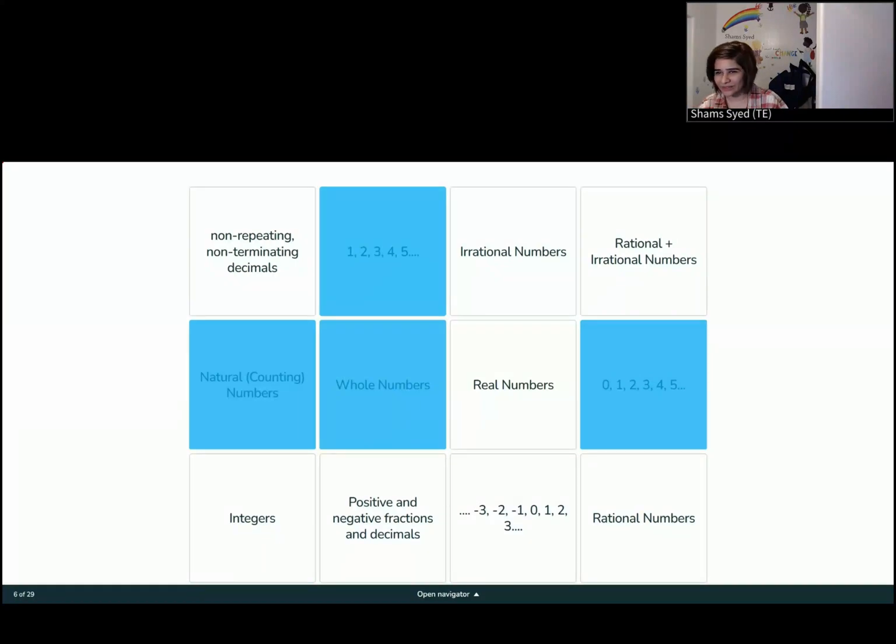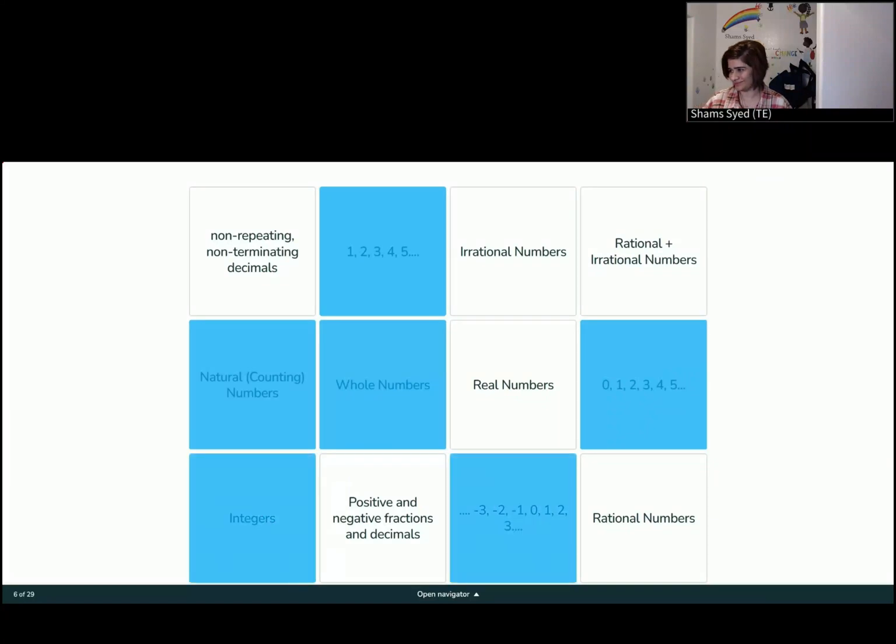Let's look at a little bit broader category. Integers. What can you tell me about integers? Excellent, DJ. I am so proud of you. Lucio has a nice way of saying it: integers are these whole numbers and their opposites. So it also includes negative numbers. Very good.